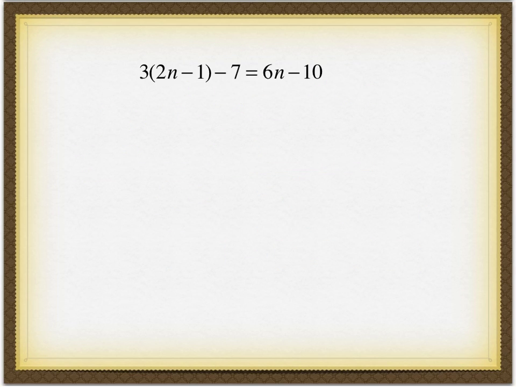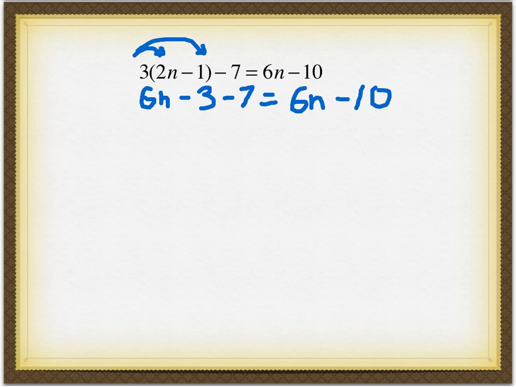Notice this is quite similar to the one we just did. Again, we're going to try to use the distributive property here. So 3 times 2n is 6n. 3 times negative 1 is minus 3. We have a minus 7 over there as well. And then 6n minus 10 there.